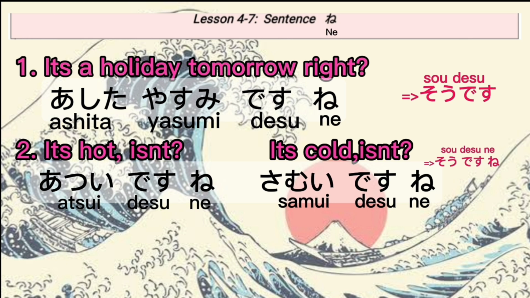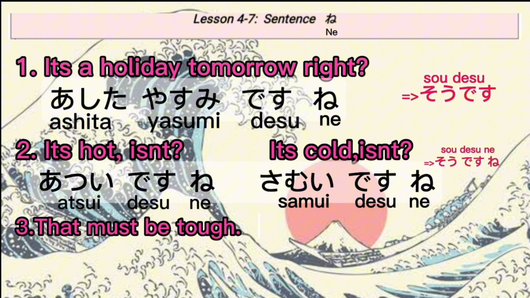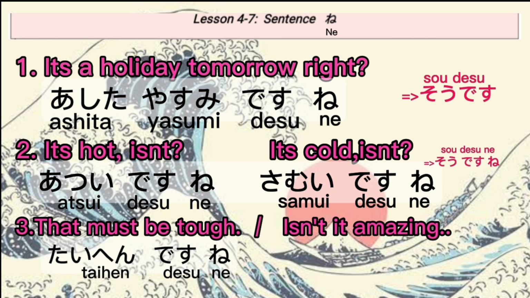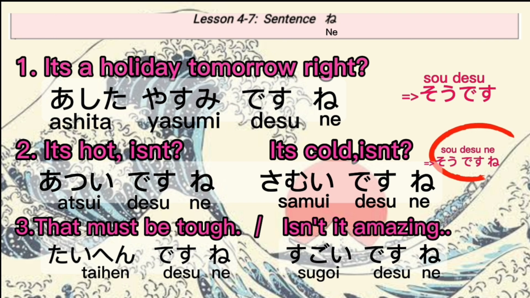Ne is also used to show some sympathy, like, that must be tough, or isn't it amazing? Taihen desu ne means that must be tough. Next is, isn't it amazing? To show a reaction to something great, we say, sugoi desu ne. Sugoi means great, and you can simply reply, so desu ne.